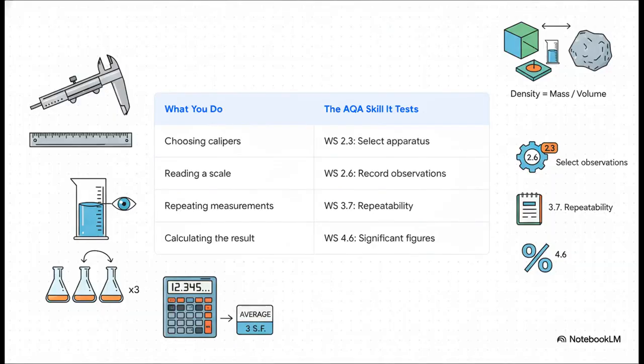And this table here is absolute gold. It literally connects what you're doing in the lab to the specific skills AQA is grading you on. So when you choose a ruler, that's selecting appropriate apparatus. When you read the water level, that's making and recording observations. Doing it again to check for mistakes, that's about ensuring your results are repeatable. See? Every action has a purpose.